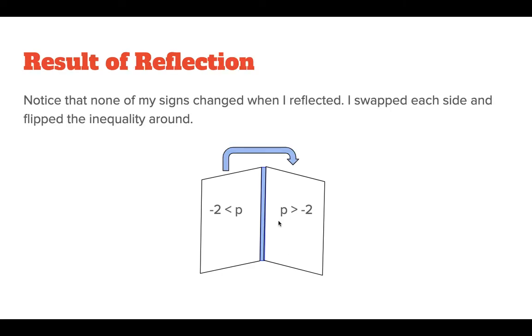When you look at what happens when I do that reflection, you can see that I swapped the two numbers. Instead of the -2 being first and the P being second, now I have the P first and the -2 second. I didn't change any of the signs at all. The -2 is still negative. The P is still P. The only thing that happened was this inequality in the middle is now facing the other direction.